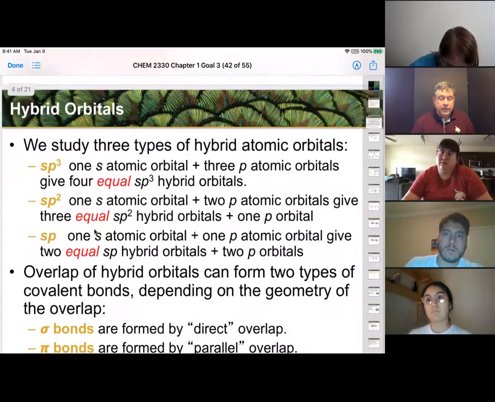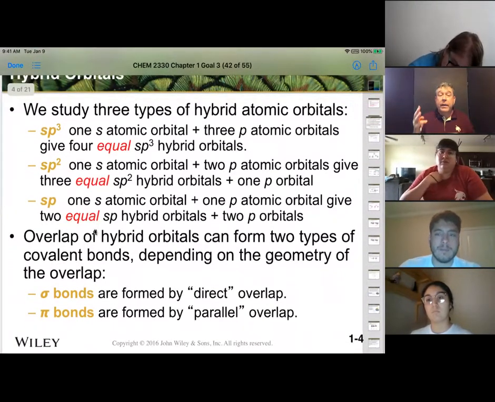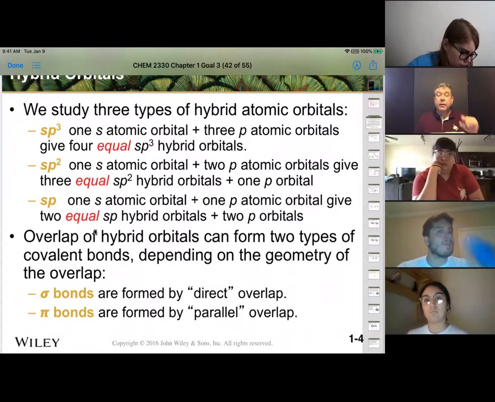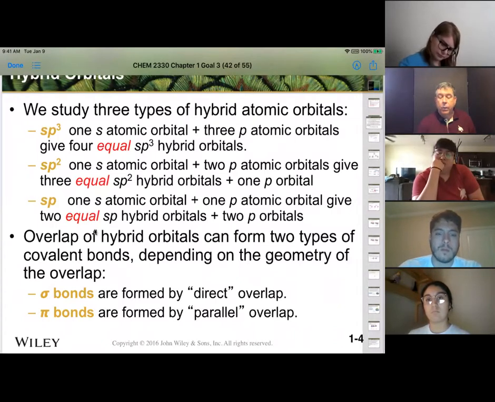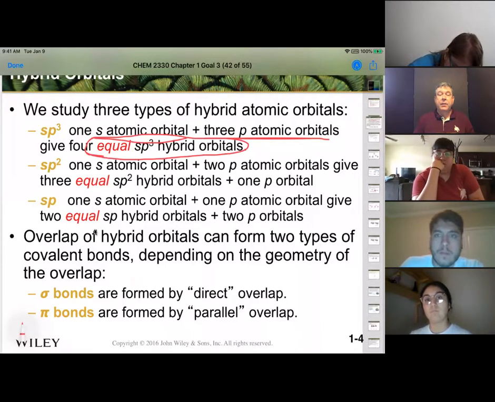Okay, so let's talk about these hybrid orbitals. We're going to talk about 3 in particular. Most of the time we have what we call sp3. If you think about it, there's 1 s there, so you're adding 1 s orbital, and there's a 3 above the p, so that means 3 p orbitals are contributing. So we have 1 s orbital plus 3 p orbitals makes 4 equal sp3 hybrid orbitals. And I'll show you a little bit more about that one.